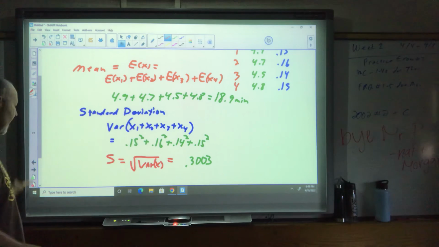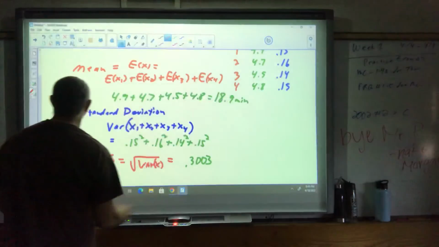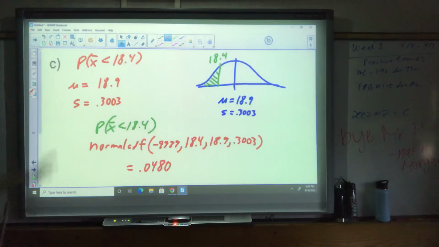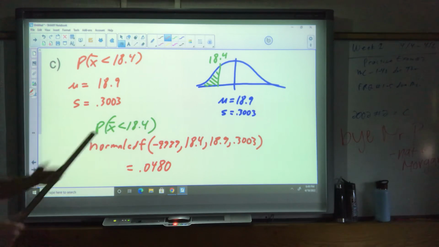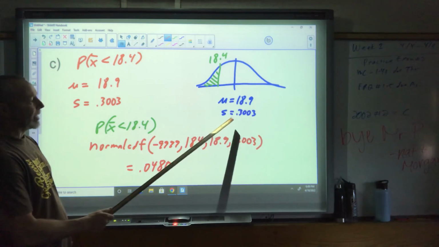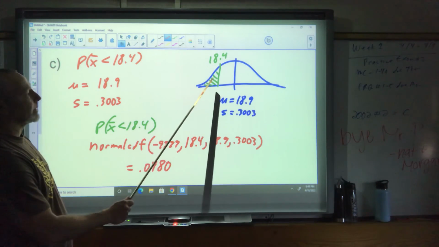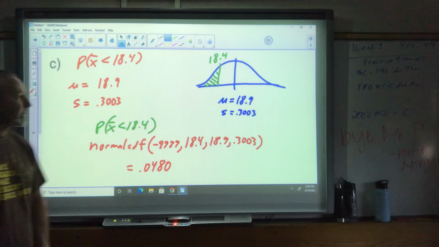Okay, finally, last question. Suppose the team's best time is 18.4. What's the probability that it will beat its own best time in the next race? Okay, so we've got, and this is very typical, you calculate the mean and standard deviation for the group, and now we're going to use it. Okay, so the mean time is 18.9 with that standard deviation for all 4 runners, and they want to know the likelihood we're going to run less than 18.4 to beat their record.